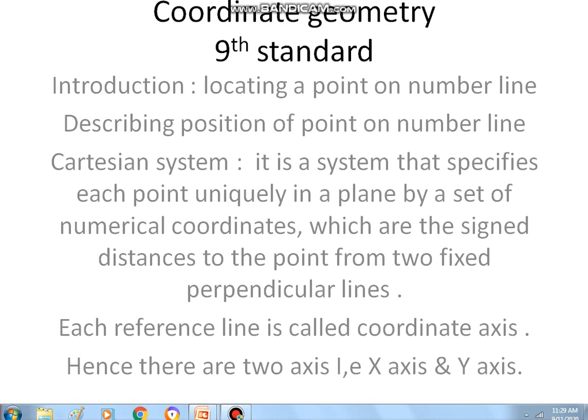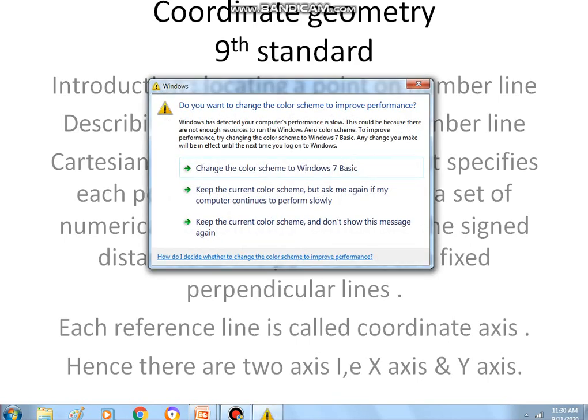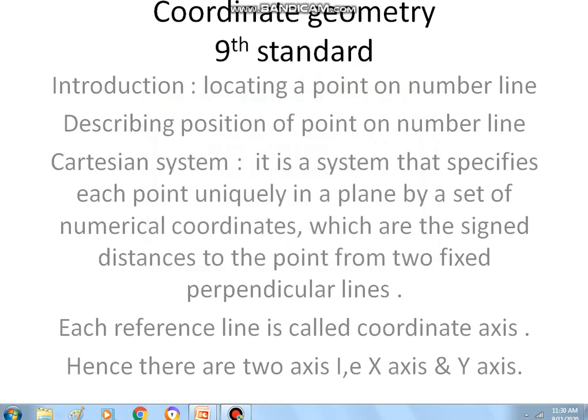Before going to coordinate geometry, you should first know the basic things. The basic thing to know coordinate geometry in a proper way is the location of a point on a number line, describing the position of a point on the number line. For example, 2 comes after 0 on the right side. That is describing the position.